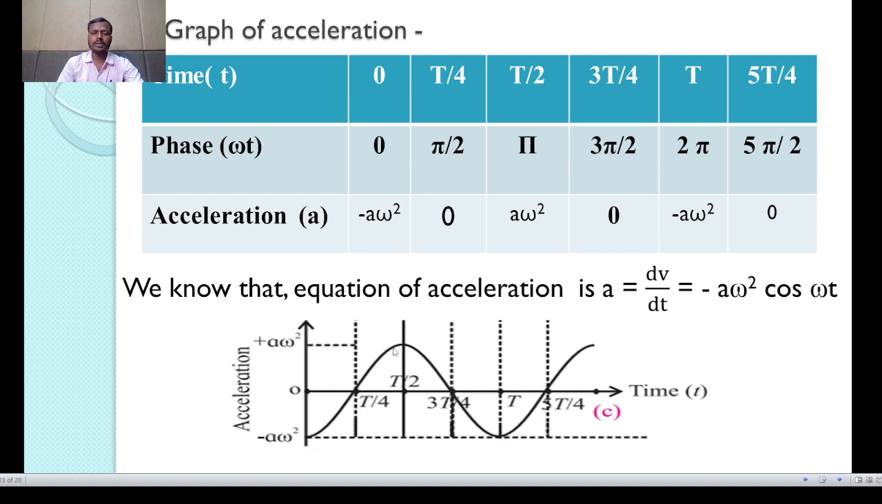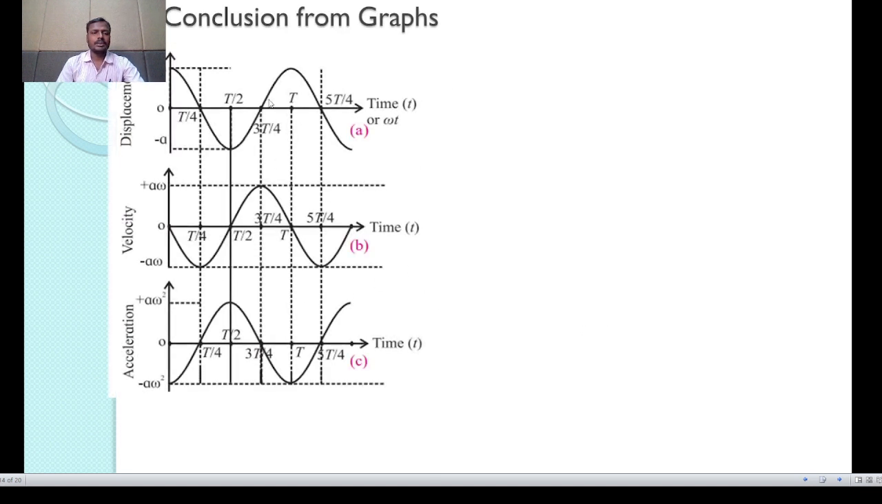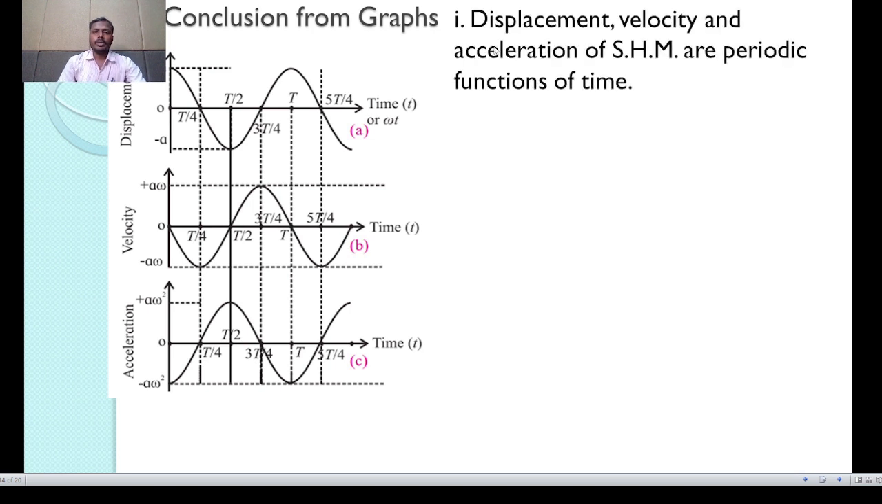So connecting all these points, we get the nature of the graph of acceleration when the particle starts from extreme position. The conclusion from the graphs: this is the nature of the graph of the displacement, velocity and acceleration when the particle starts from extreme position.